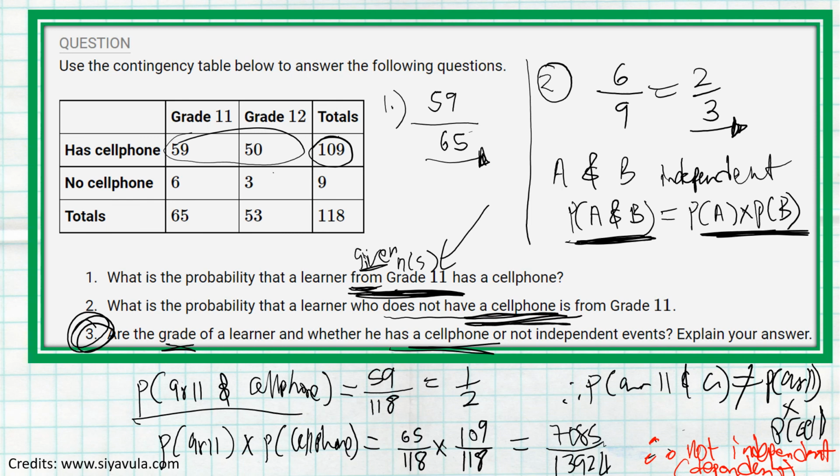It means that the fact that Elena has a cell phone can actually tell us that really they're in grade 11, or the fact that Elena is in grade 11 can tell us that Elena has a cell phone. Okay, so that's what we can conclude from there. Okay, not independent because the probability of A and B was not equal to the probability of A times the probability of B. That's basically how you go about that question.